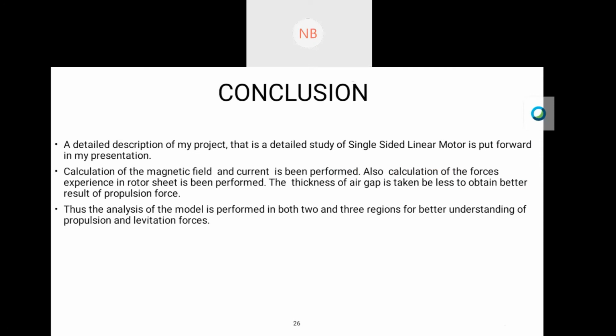So this is the conclusion part where I have given a brief discussion. I have done a detailed study of the linear induction motor by calculating the magnetic fields and currents, and also the calculation of forces has taken place here. With the thickness of the air gap considered to be very small, we obtain a better result for the propulsion force. And by considering both regions, the two and three region models, we can get a better understanding of the propulsion and levitation forces.